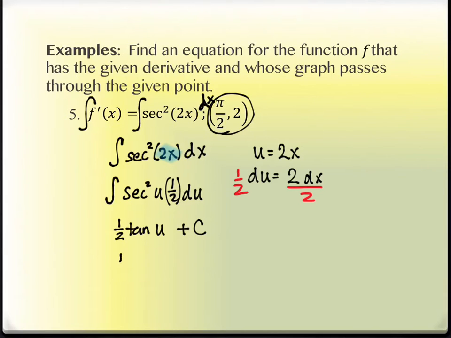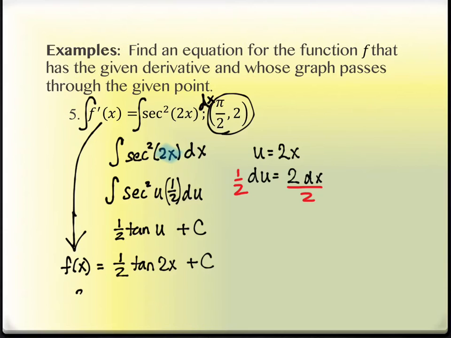Substitute in the u. So this is 1/2 tangent of 2x plus c. And on the left side, I didn't really do anything, but when I take the antiderivative of f prime, I get f of x, right? That's what the antiderivative of f prime would be if I go backwards. And then what I'm asked to do at the end of this problem is to take this with that ordered pair I'm given, pi over 2 and 2, and I'm trying to figure out what c is.